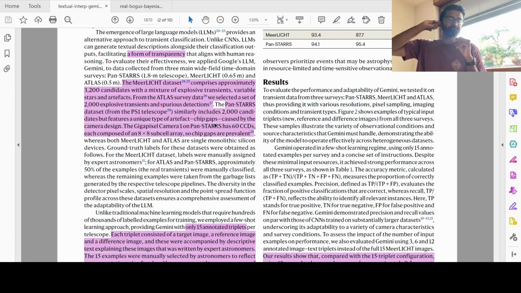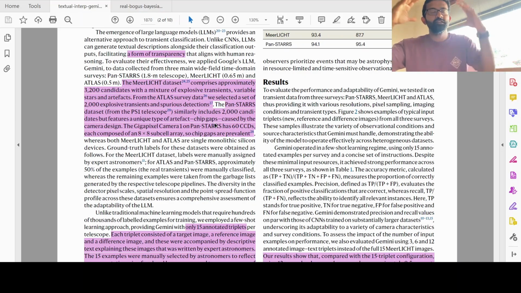So what are chip gaps? Think of telescopes, this big telescope, of course, like the iPhone or your Canon or Nikon camera, they will have CCD or CMOS sensors.